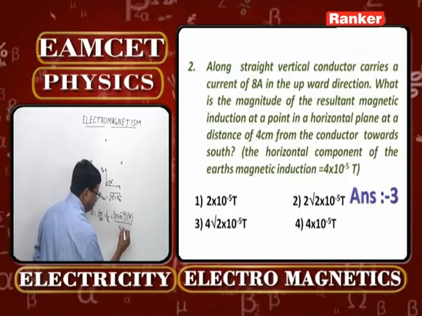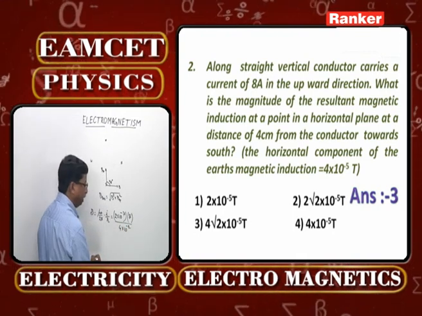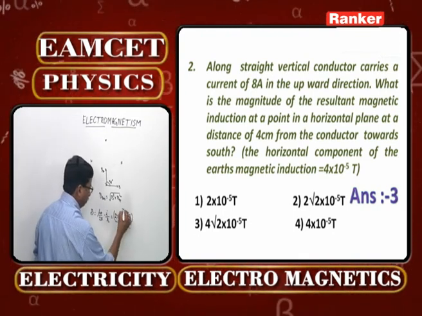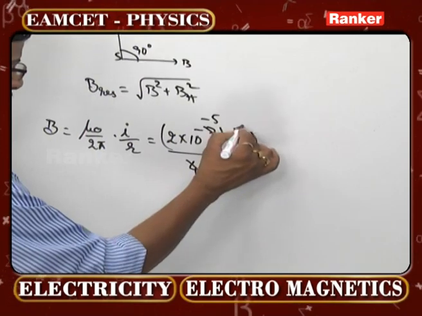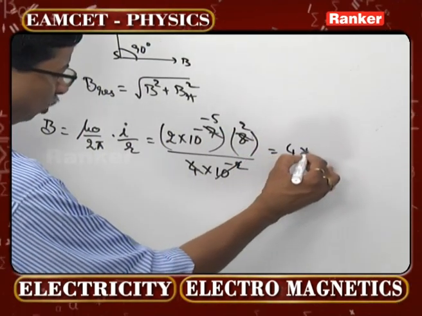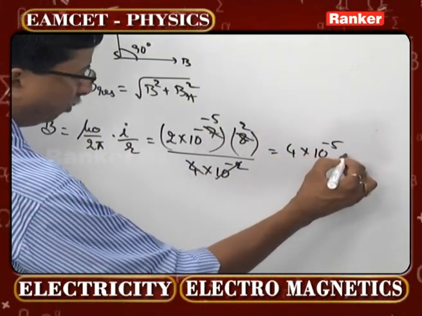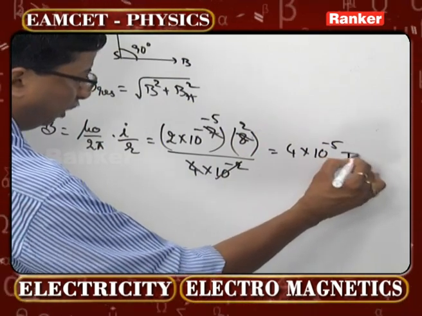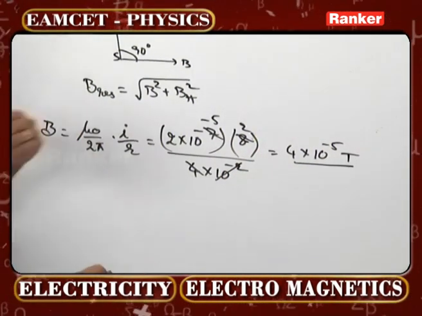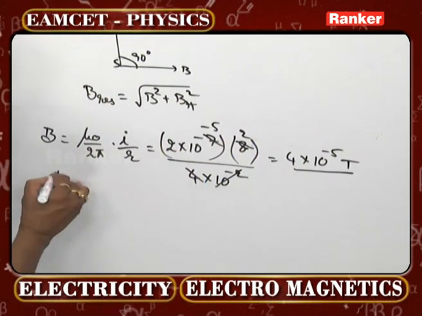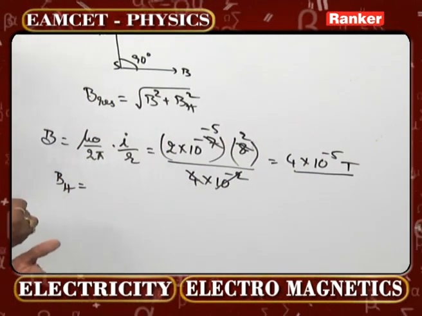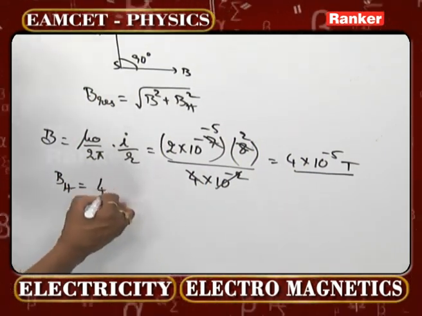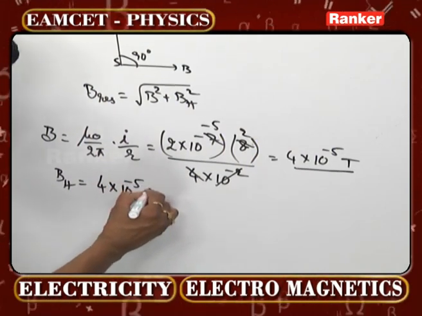So write 4 into 10 power minus 2 meter. Now this cancels minus 5 times, 4 cancels twice. So what is left over? 4 into 10 power minus 5 Tesla. That is the value of B. But what is the value of BH that is given in the problem? Look at that in brackets. Again it is given 4 into 10 power minus 5 Tesla.